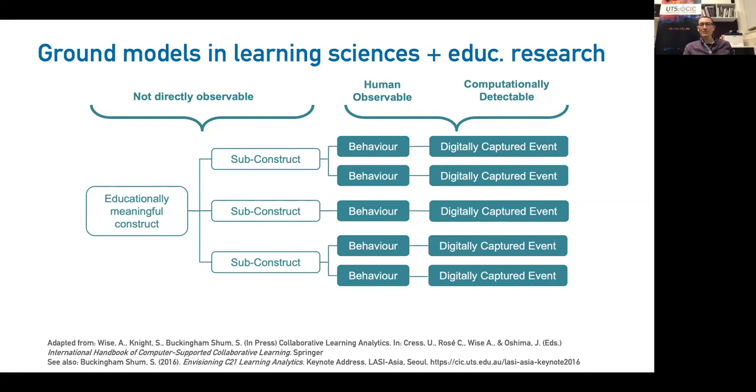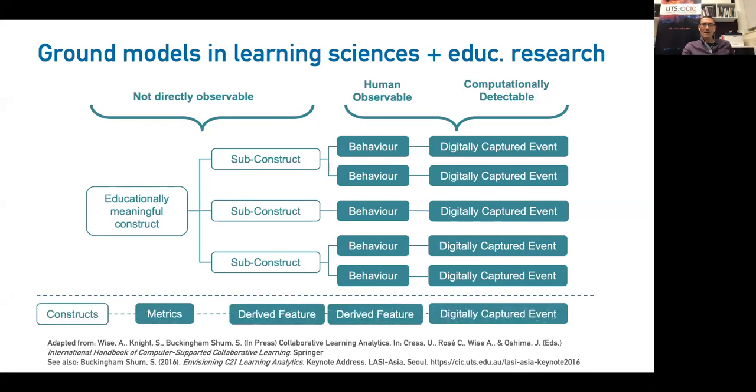And then on the right, of course, we have the new world of digitally captured behaviors. We can make that a little bit more complex because from the digitally captured events down on the right here, our computational models may derive higher order features, and higher order features on top of those, eventually to define metrics, which in combination may be proxies, computational proxies for some educational outcome that we're after.